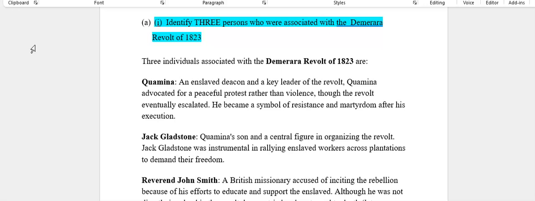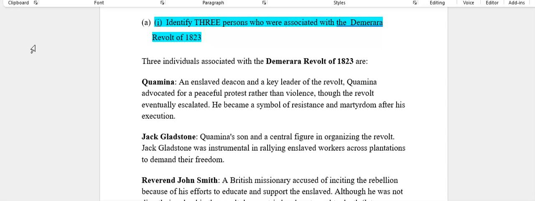Now, these three individuals are Quamina, who was an enslaved deacon and a key leader of the revolt. Quamina advocated for a peaceful protest rather than violence. Though the revolt eventually escalated, he became a symbol of resistance and martyrdom after his execution.